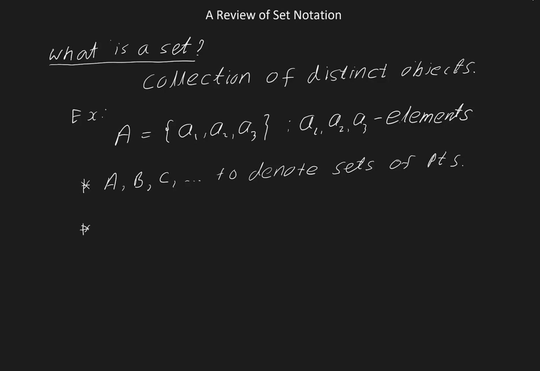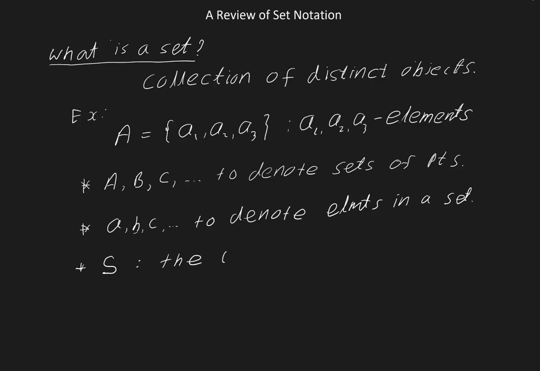And we use simple letters like a, b, c. We write down here a1, a2, a3. So we use simple letters to denote elements in a set. And we use capital S to denote the set of all elements under consideration. Or S is called the universal set.